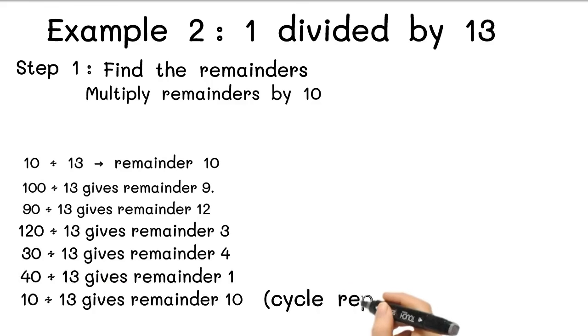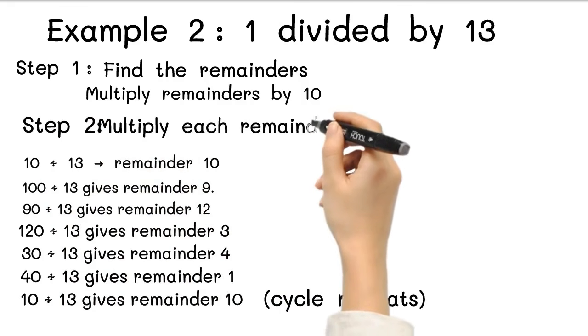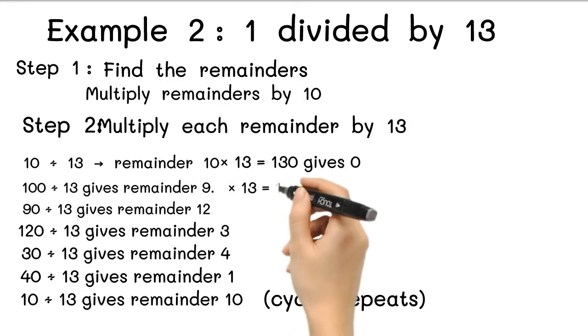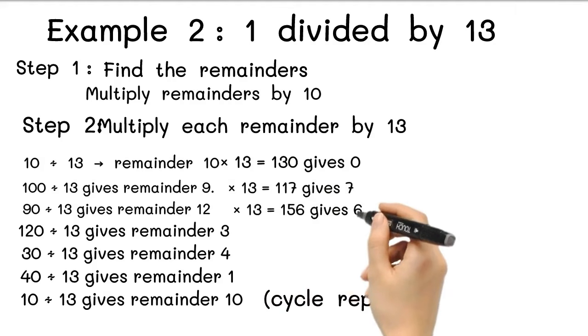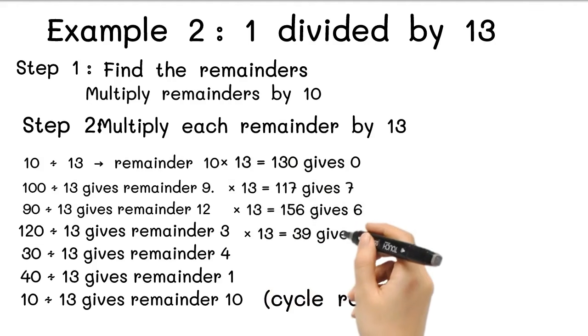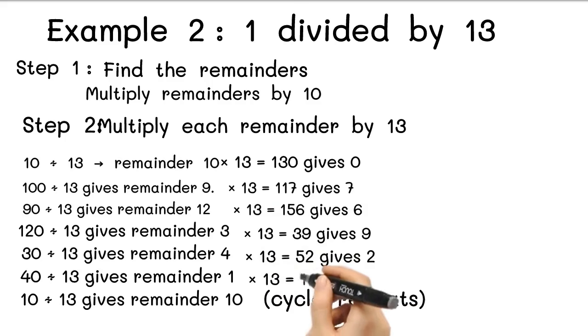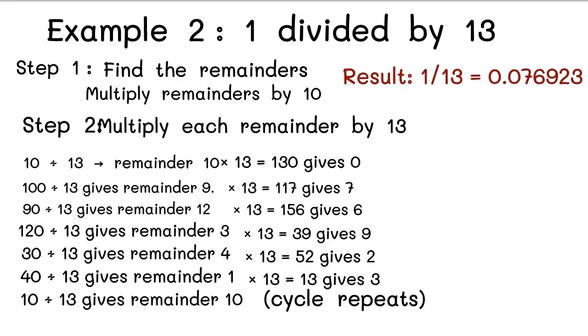Here the cycle starts again. Now in step 2, multiply remainders by 13. 10 times 13 equals 130 gives 0. 9 times 13 equals 117 gives 7. 12 times 13 equals 156 gives 6. 3 times 13 equals 39 gives 9. 4 times 13 equals 52 gives 2. 1 times 13 equals 13 gives 3. This results in 1/13 equals 0.076923, repeats. Look at that 6-digit cycle, 076923.